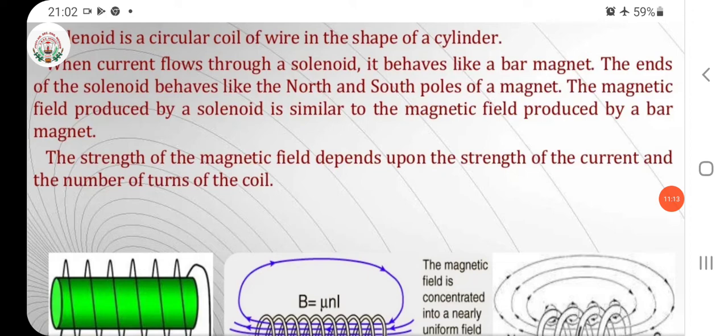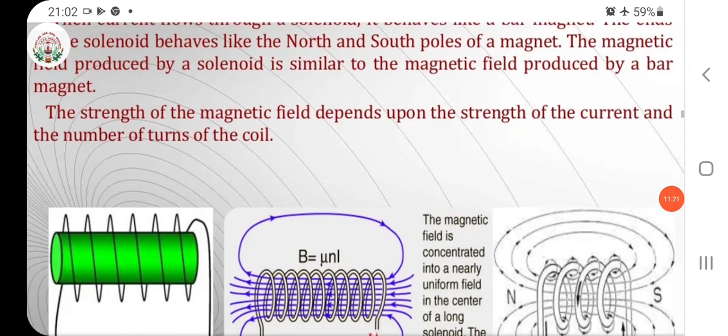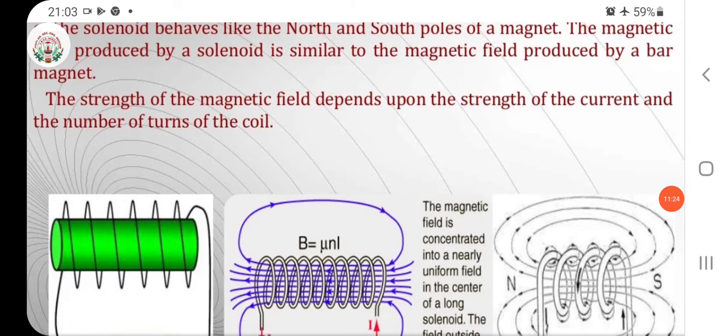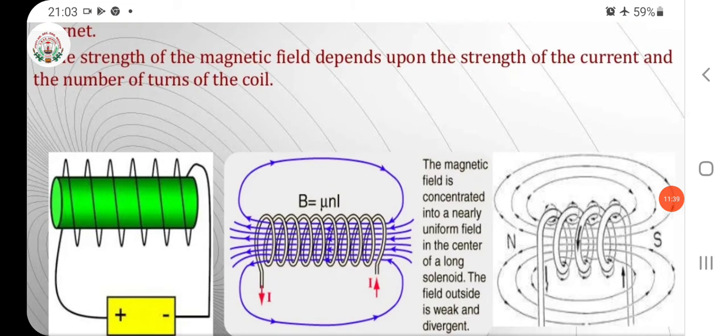Okay, so the magnetic field lines produced by a solenoid are just like the magnetic field lines produced by a bar magnet. And you can increase the strength of the magnetic field by increasing the number of turns of the coil. If more number of turns, the strength of the magnetic field will be more. So the strength of the magnetic field depends upon the strength of the current and the number of turns of the coil. Also, you can increase the strength of the magnetic field by increasing the strength of the current. Clear, children?